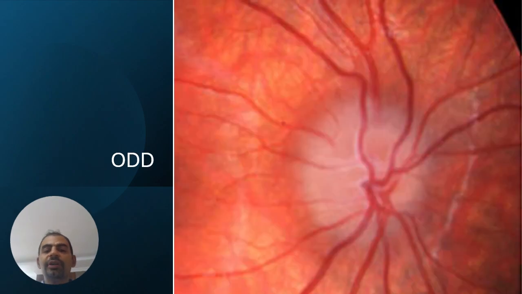This is a case of an optic disc drusen. Again, there is some elevation of the optic disc, giving the suspicion of whether this is papilledema or not, but the surface is a bit lumpy-bumpy, it's not very smooth. The blood vessels are not obliterated, they are seen passing very clearly over the disc and towards the retina.